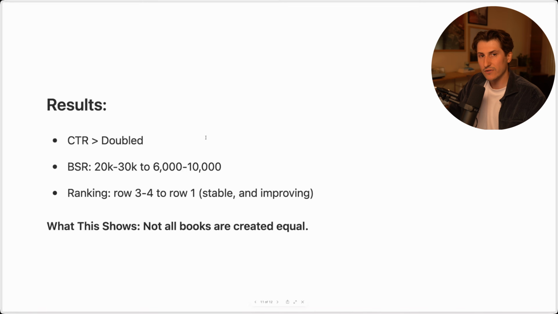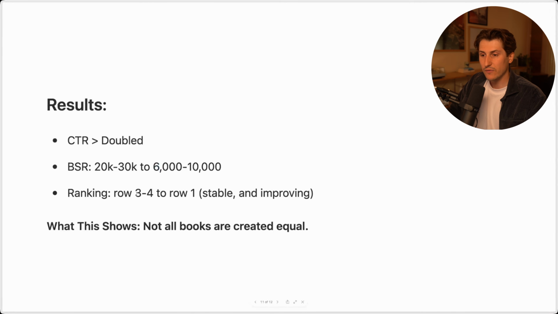In terms of the results from this revamp, it's quite impressive. Basically, the click-through rate on my ads nearly doubled, even more in some cases. It's close to 3% with some campaigns, which if you know, that's a lot. The bestseller rank went from hovering around 20 to 30,000 to around 6,000 right now, and 10,000. So it kind of hovers in that area. It looks like it's getting even better.